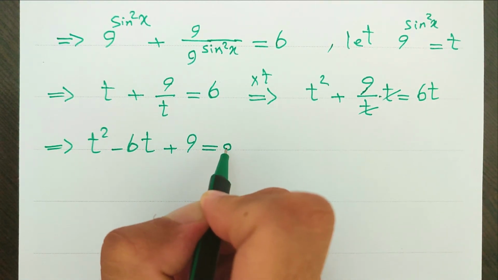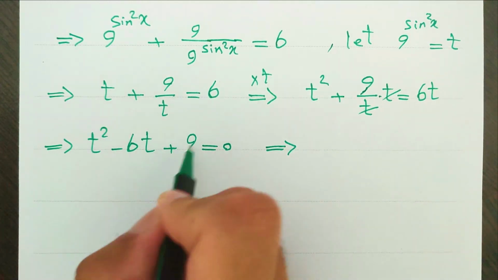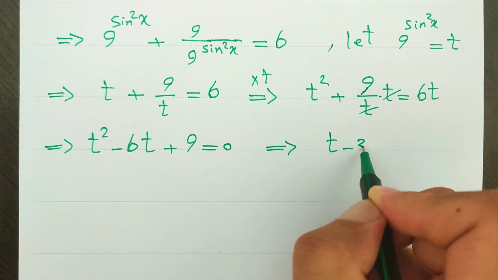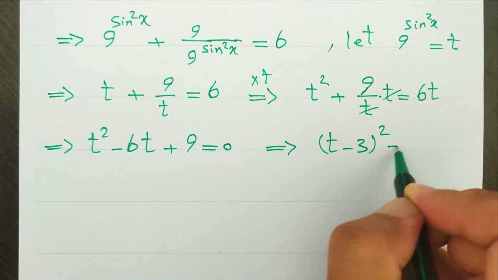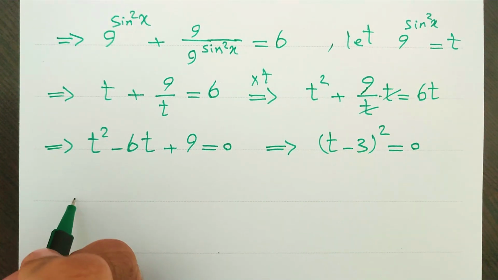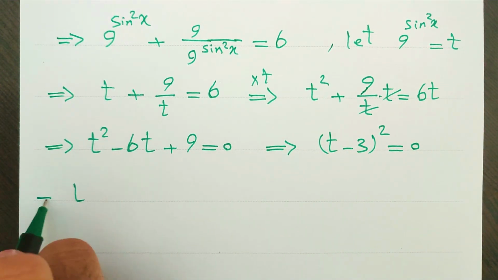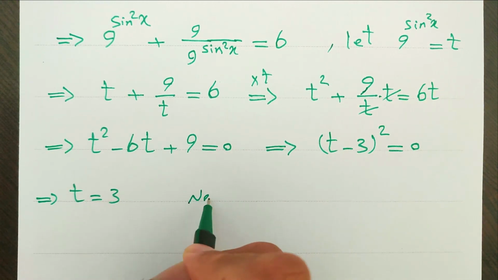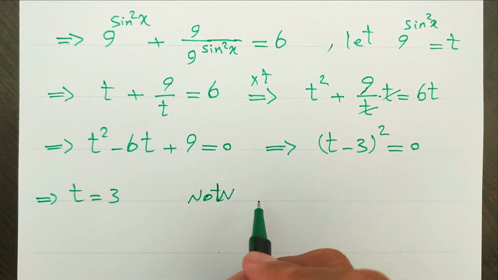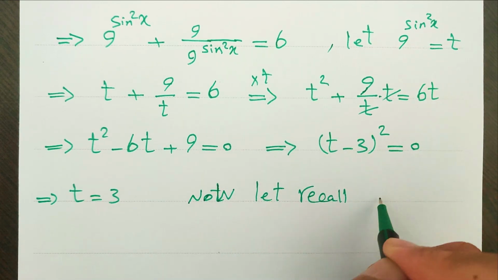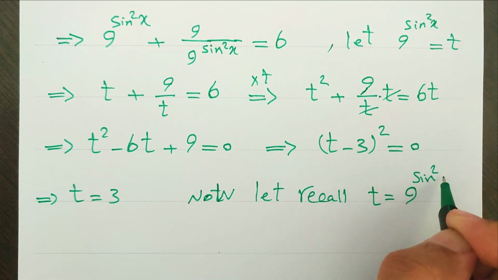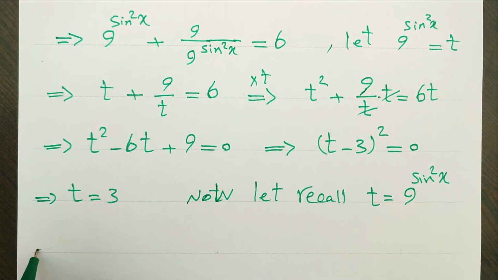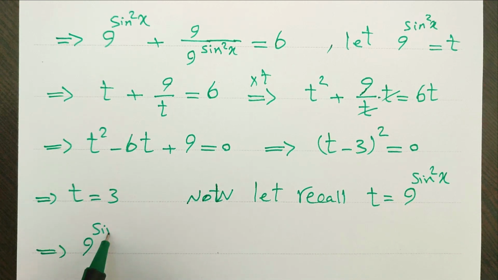And if we pay attention, we will find that this expression is a simple perfect square. t minus 3 to the power of 2 equals 0, which concludes that t equals 3. Now we have to recall t equals 9 to the power of sine squared x. So we have 9 to the power of sine squared x equals 3.